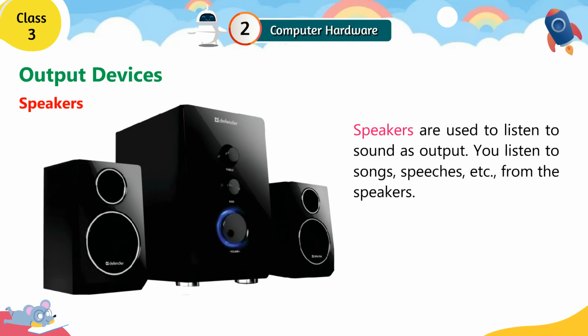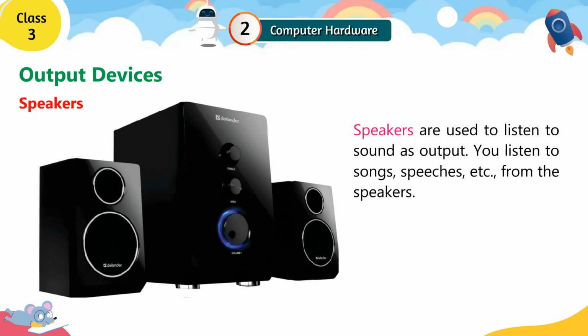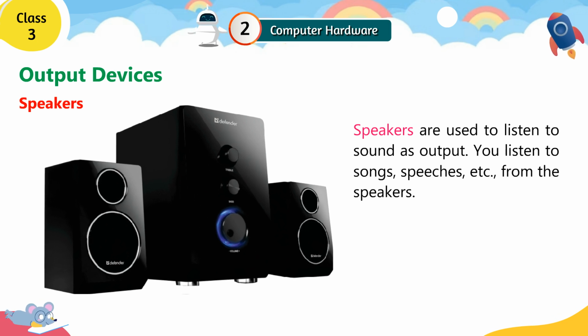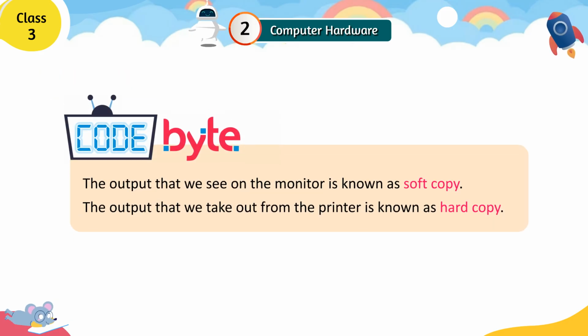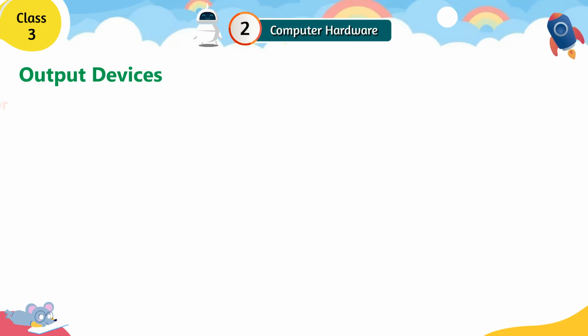Speakers. Speakers are used to listen to sound as output. You listen to songs, speeches, etc. from the speakers. Code byte. The output that we see on the monitor is known as soft copy. The output that we take out from the printer is known as hard copy.